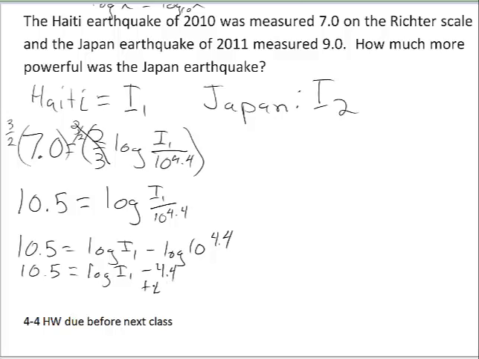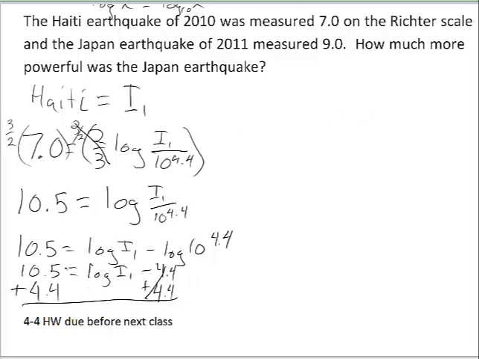So I can just add 4.4 to this side. Those go away. So let me create some room here. Now that we have this equation, if we add 10.5 plus 4.4, that's 14.9. And that's equal to the log of I1.